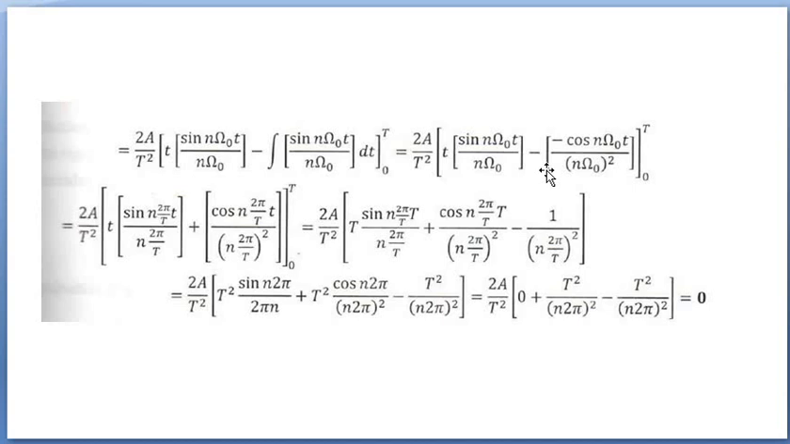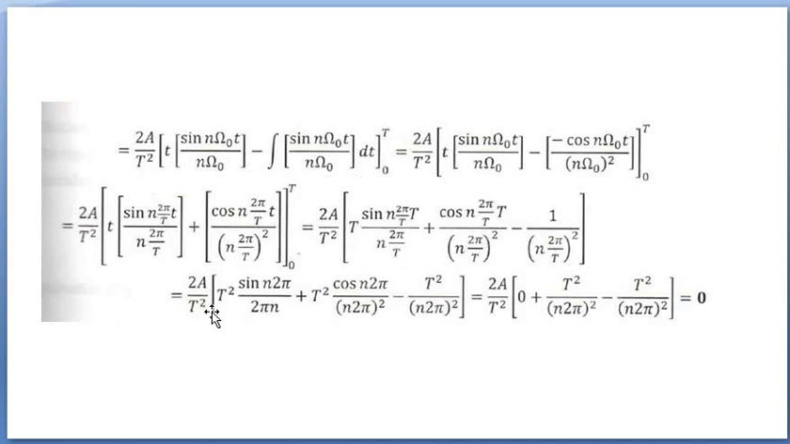Which gives 2A by T square. Substitute the limits, so capital T sine n 2 pi by T into T divided by n 2 pi by T, plus cos n 2 pi by T into T divided by n 2 pi by T the whole square, minus, so if t is 0, the entire first term is 0, so minus cos 0 is 1, so 1 by n 2 pi by T the whole square. On simplification of this, the T gets cancelled in the sine terms, as well as in the denominator, T comes to the numerator.